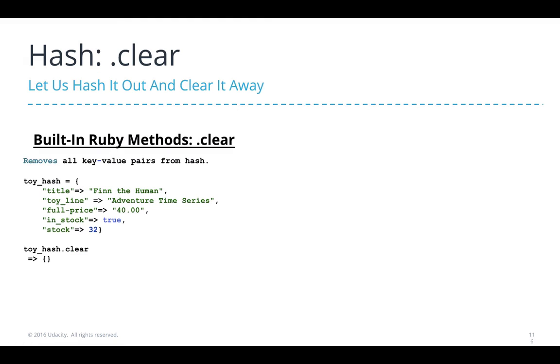And finally, we're going to be looking at the built-in Ruby hash method .clear. It removes all key-value pairs from a hash. So again, for a final time, we have a toy_hash which is equal to a series of key-value pairs. We call toy_hash.clear, and the return value is an empty hash.